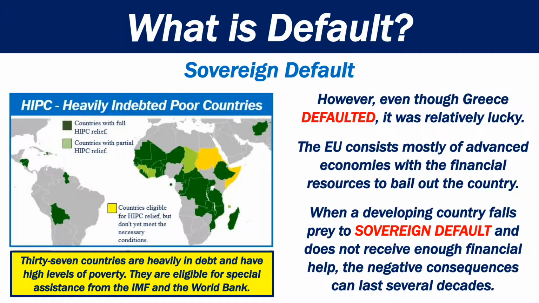However, even though Greece defaulted, it was relatively lucky. The EU consists mostly of advanced economies with the financial resources to bail out the country. When a developing country falls prey to sovereign default and does not receive enough financial help, the negative consequences can sometimes last several decades.